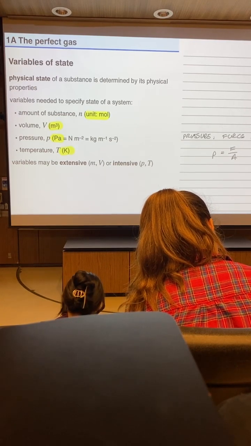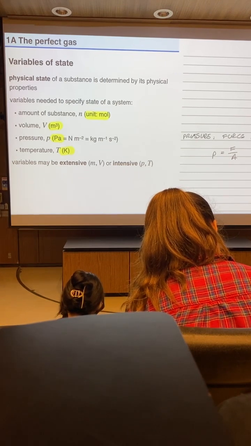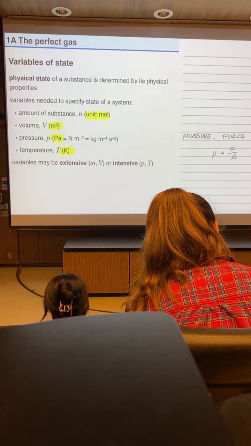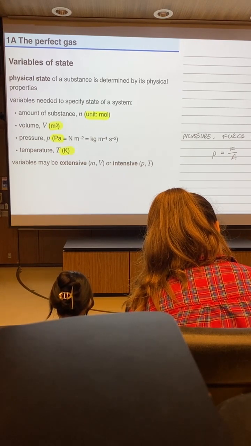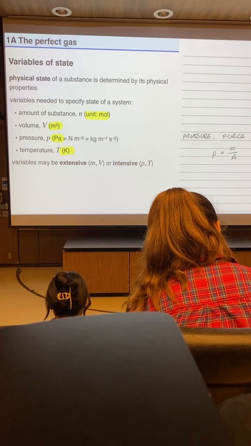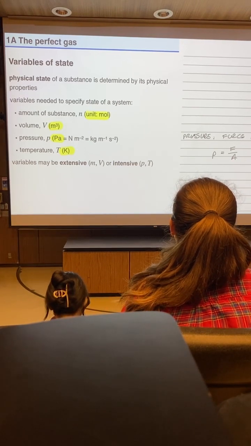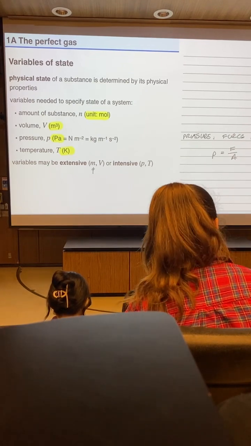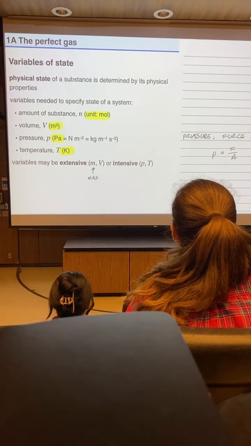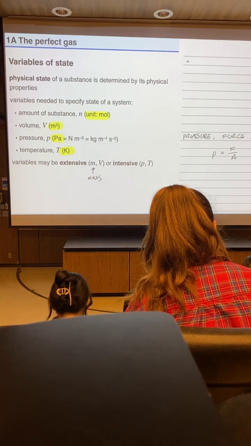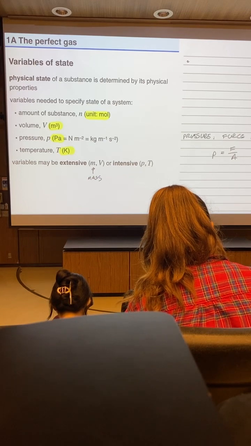Okay, one more technical point to mention. I'm going to distinguish these variables by classifying them as either extensive variables or intensive variables. An example of an extensive variable would be mass or volume, and an intensive variable would be something like the pressure or the temperature. So this m here corresponds to mass. So what is the difference between an intensive and an extensive variable?